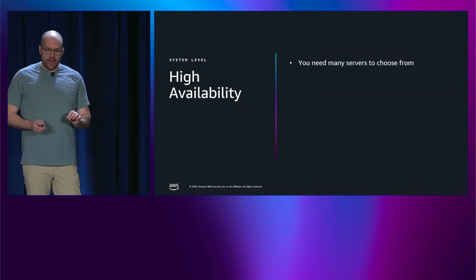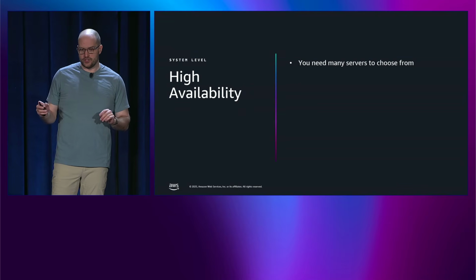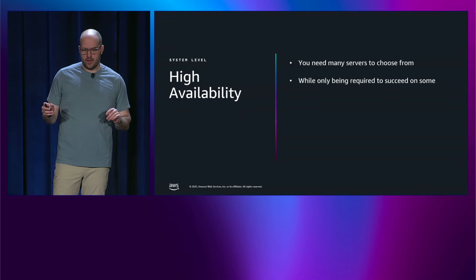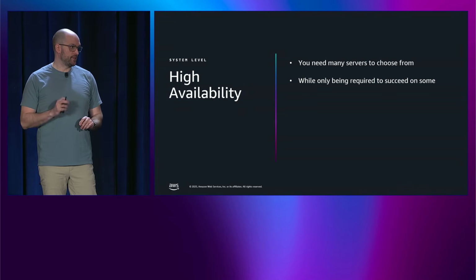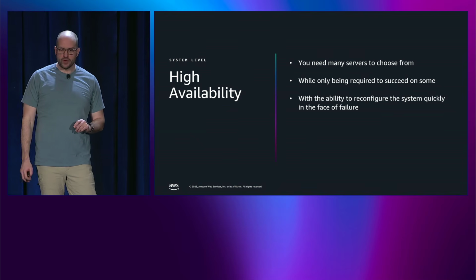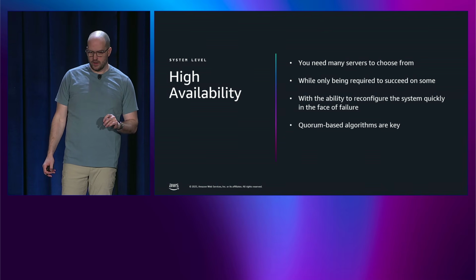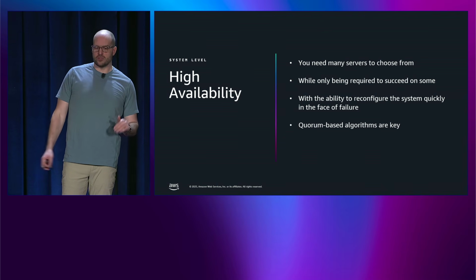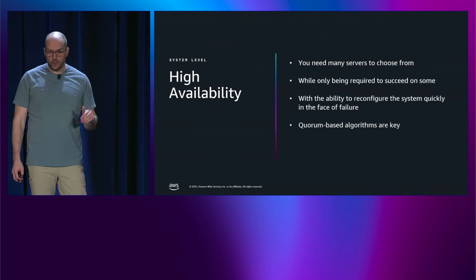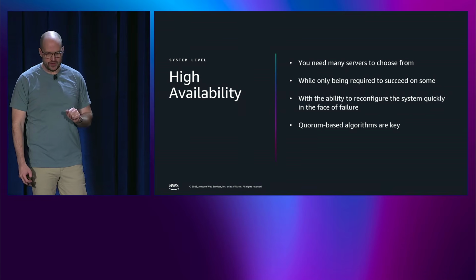And so to recap how we think about availability from the system-wide perspective, you need many servers to choose from, while only being required to succeed on some, with the ability to reconfigure the system quickly in the face of failure. And quorum-based algorithms are always lurking somewhere, even when it's not obvious, like with our journal. There's always quorum somewhere in these systems.